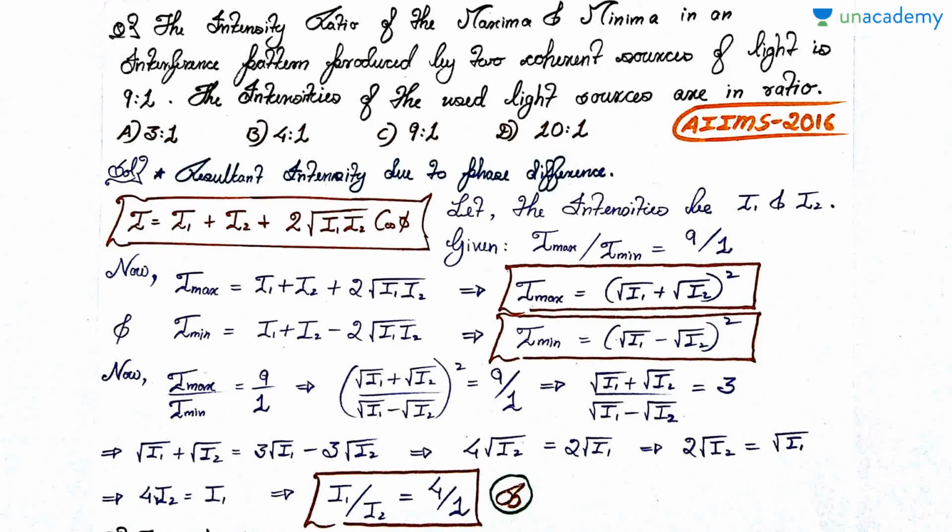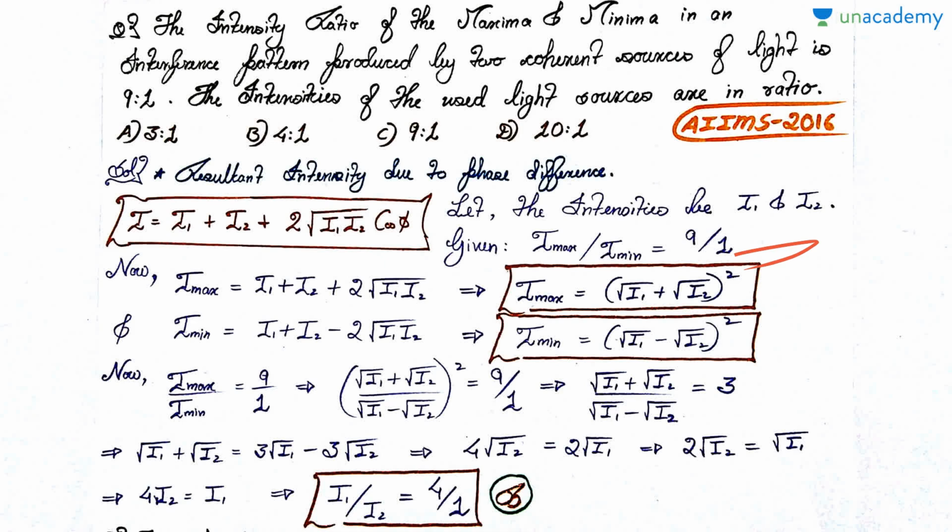All right. So I hope that you have attempted the question. Here you should know the basic formula of intensity, that is I is equal to I1 plus I2 plus 2 root I1 I2 cos phi. Let original intensities be I1 and I2. Now we know that Imax by Imin is 9:1.